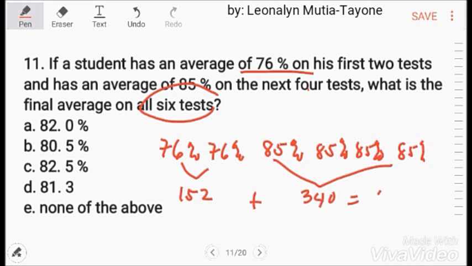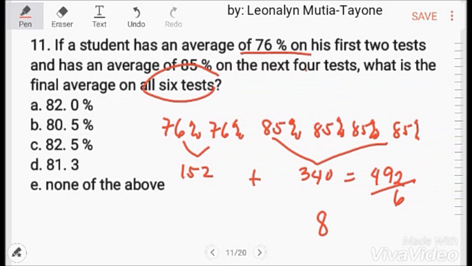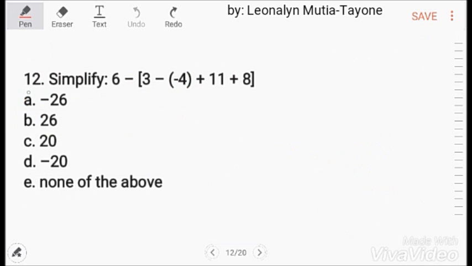So, i-add mo yan, that is 492 total score. Divided by 6, kasi 6 na test yan. Answer is 82%. Letter A.